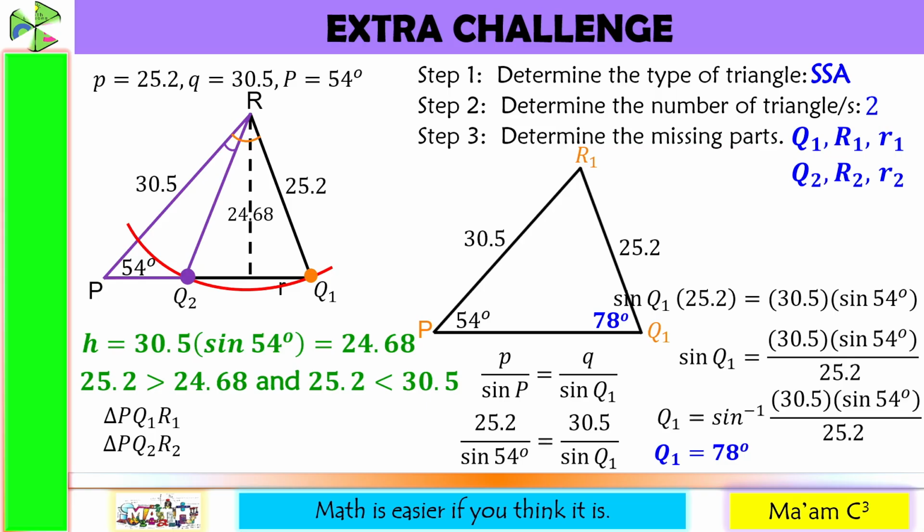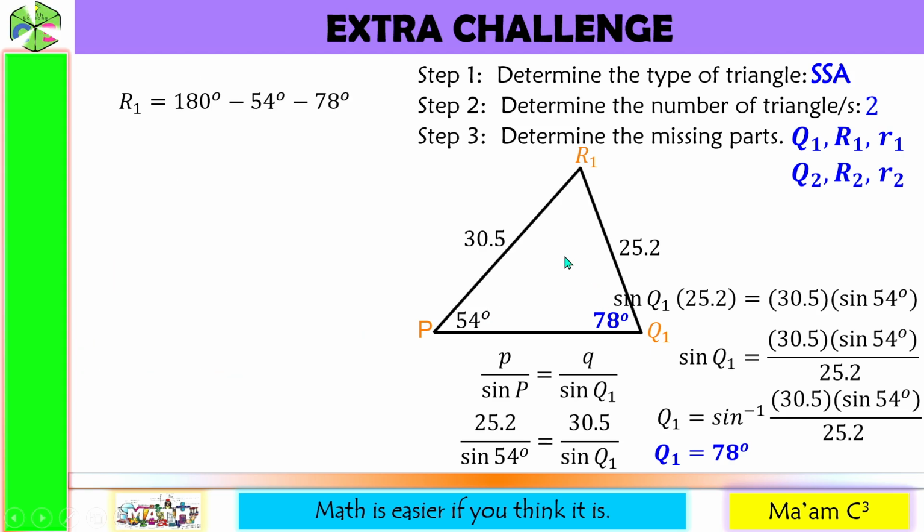Let us continue. Let us solve for angle R sub 1. Since I already have two angles here, I can easily solve for angle R sub 1. I'll just have to subtract 54 degrees and 78 degrees from 180 degrees. And this will give me 48 degrees. So angle R sub 1 is equal to 48 degrees. The only missing part left is side r sub 1.